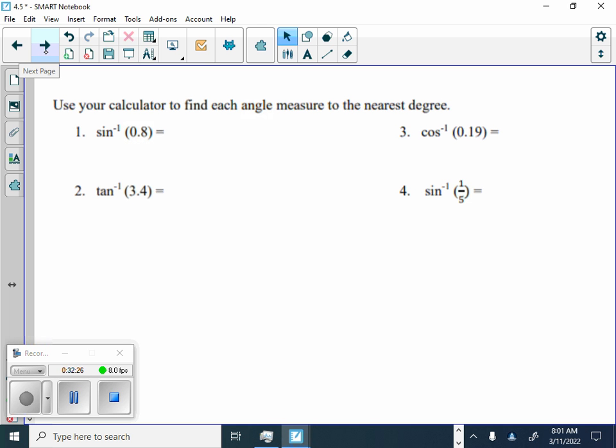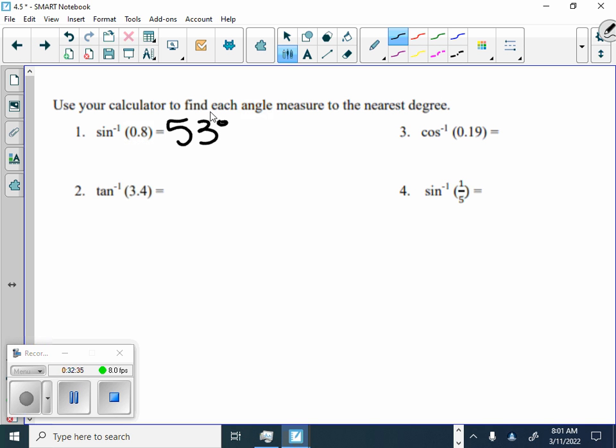Alright, what did we get for number 1? 53 degrees. Alright, 2, 74 degrees, good, that's 73.6, that rounds up to 74. Okay, 3, 79, good. And number 4, 12 degrees, perfect. 11.5, that'll round up to 12, perfect.